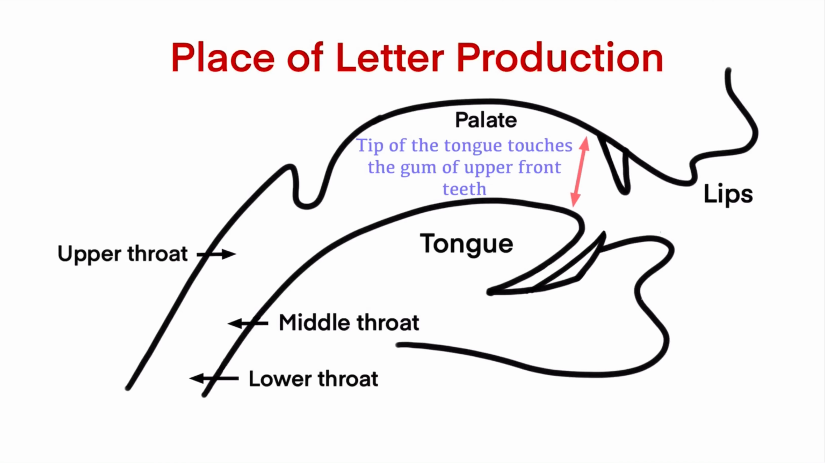So how is the letter ta produced in the mouth? Luckily, the letter is shared between English and Arabic. Generally speaking, the letter is produced in the mouth by the tip of the tongue touching the gum of the upper front teeth. Again, the letter ta is produced by the tip of the tongue touching the gum of the upper front teeth, as shown here in this figure.